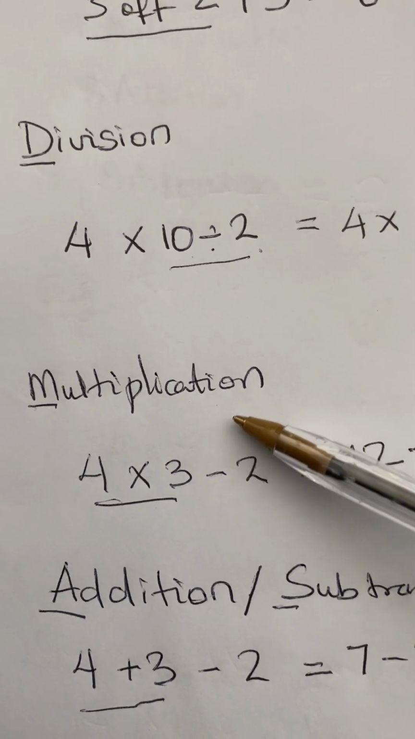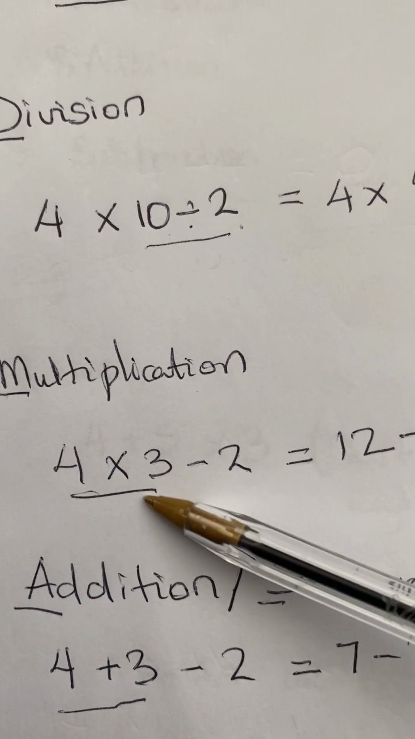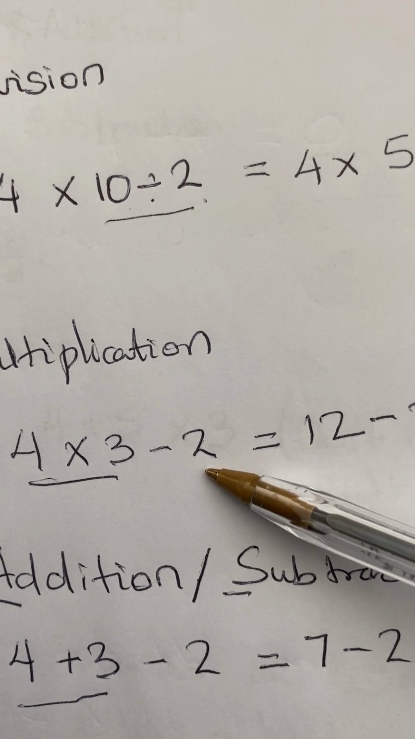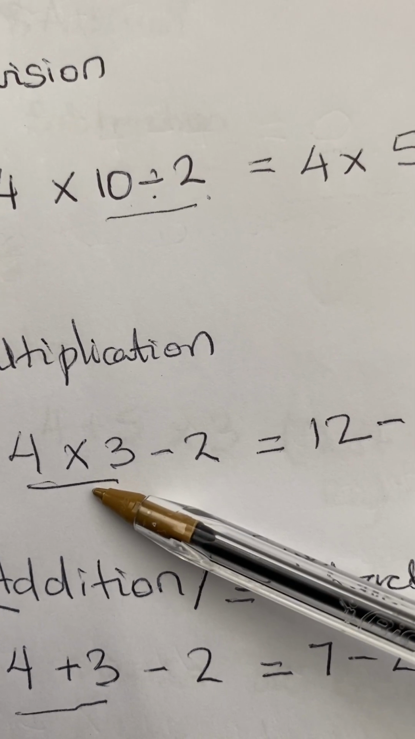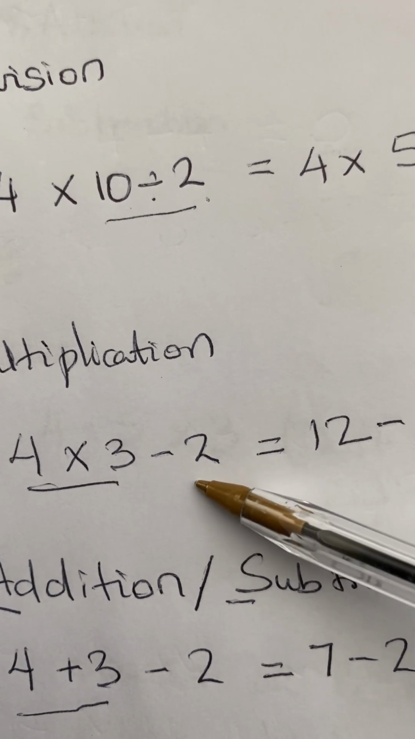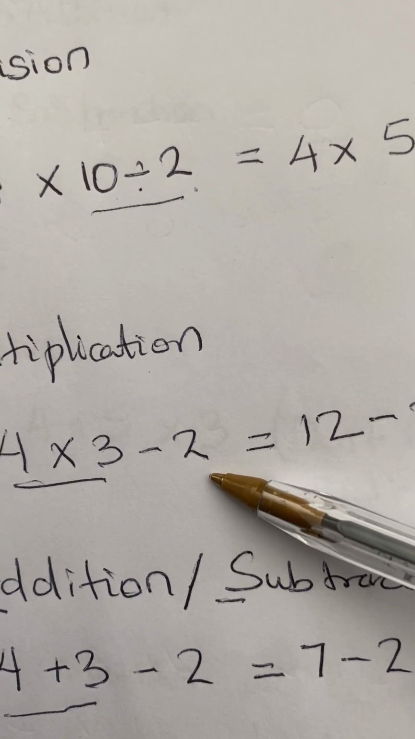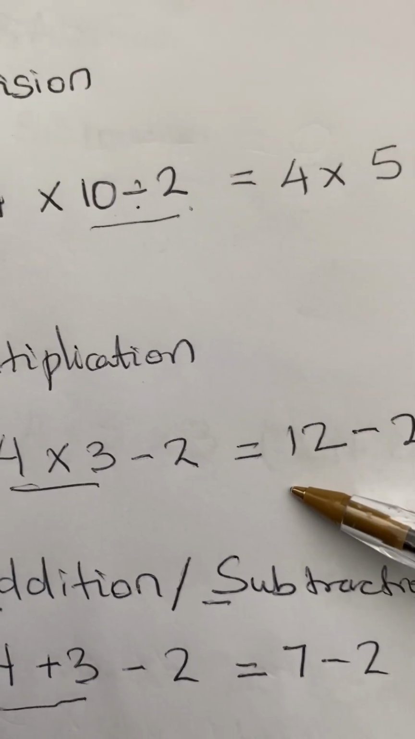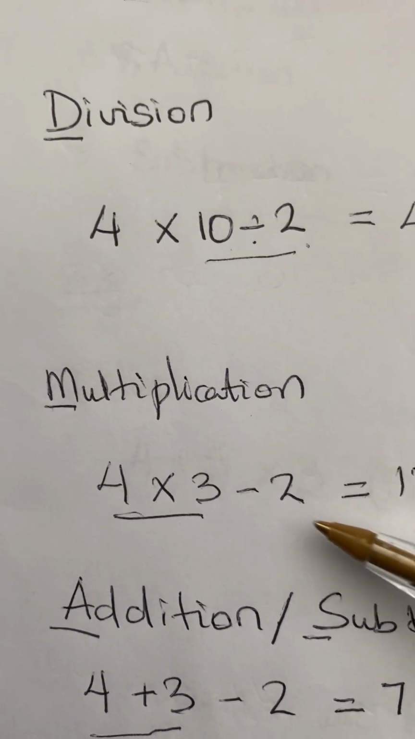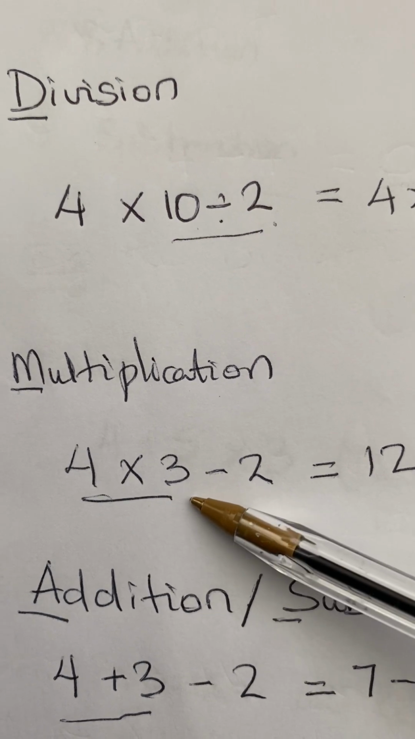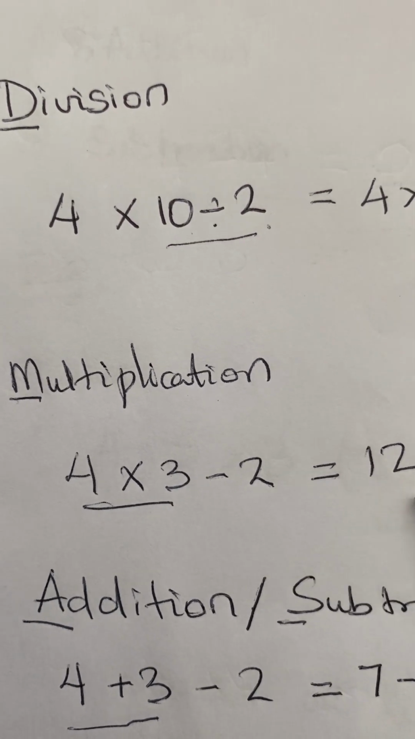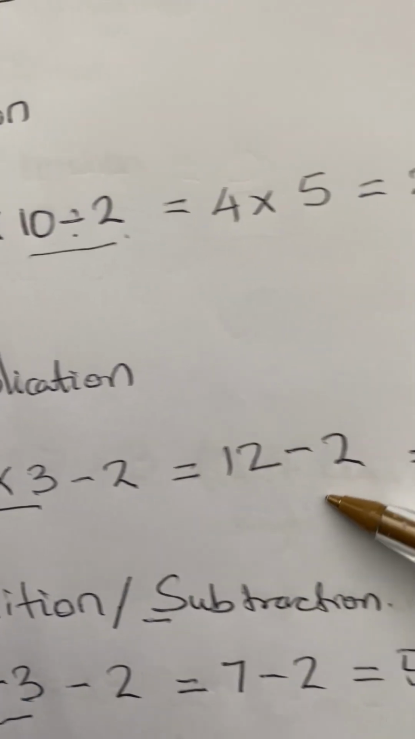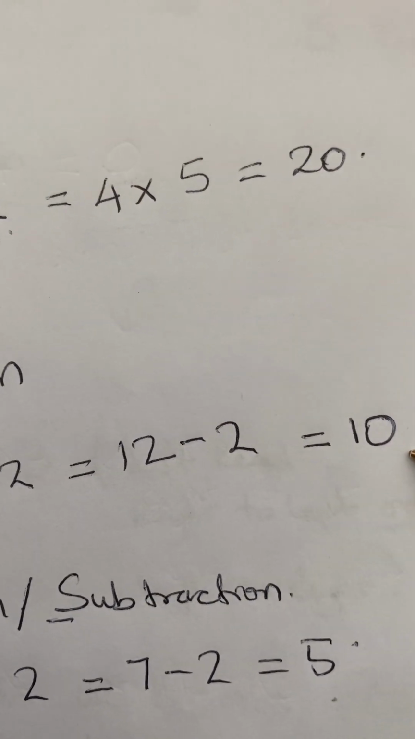Multiplication, you do the multiplication part first before you do the subtraction, because multiplication has a higher precedence than subtraction if you use Bidmas or Bodmas. So 4 times 3 is 12, minus 2 is 10.